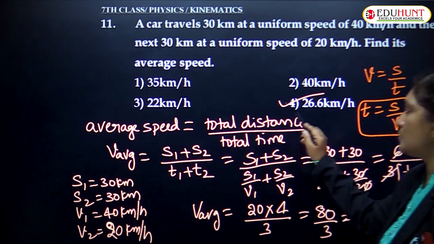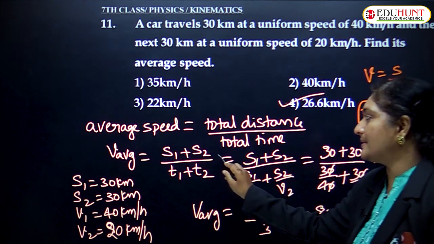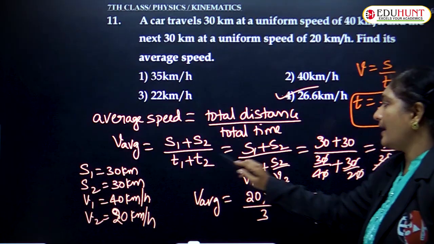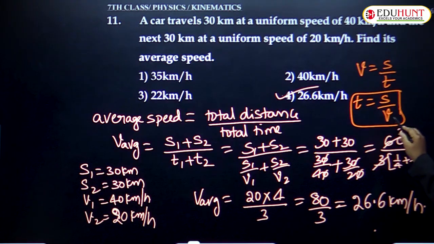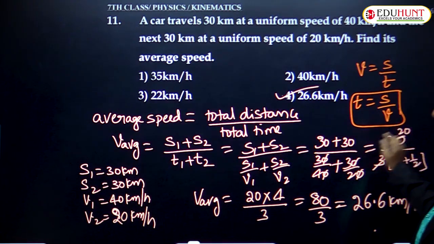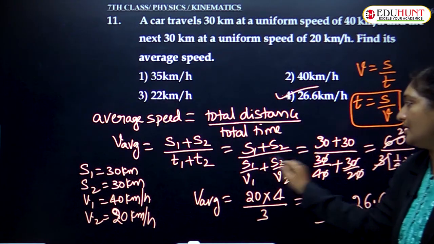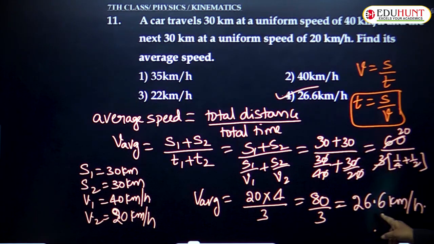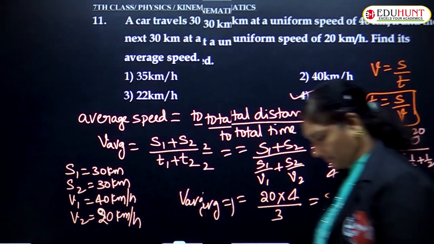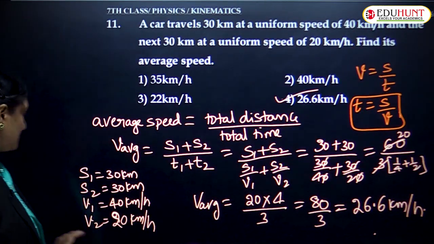So average speed is total distance by total time, that is S1 plus S2 by T1 plus T2, and as T1 and T2 are not given, you need to convert time in terms of distance and speed. So T is replaced with S by V. So T1 is S1 by V1 and T2 is S2 by V2. Substitute the given data and simplify. You get the answer as 26.6 kilometer per hour. Moving to the next question, children.